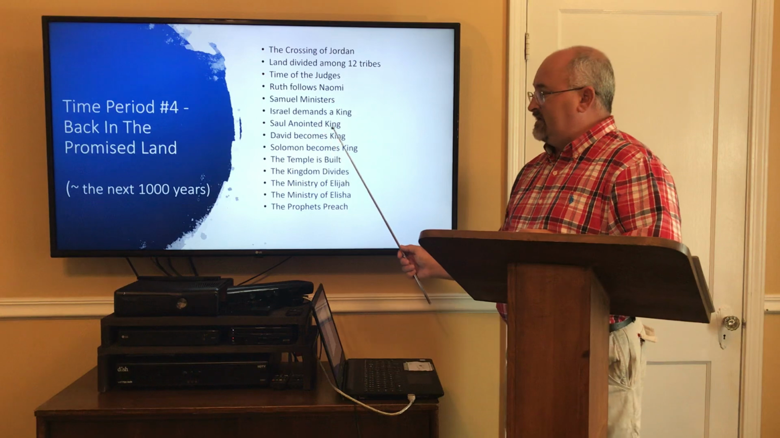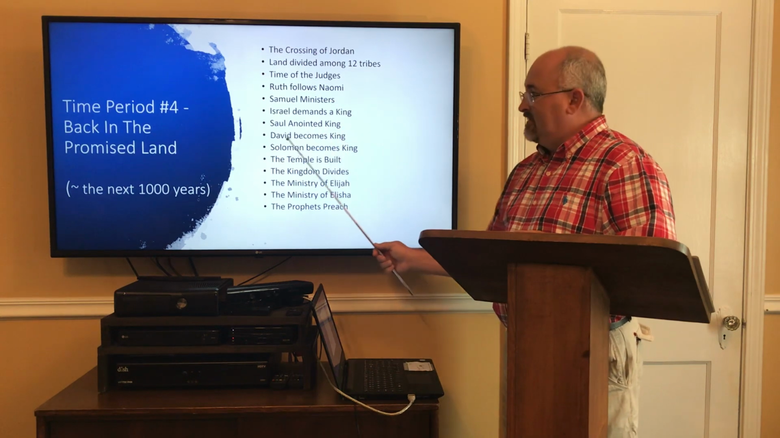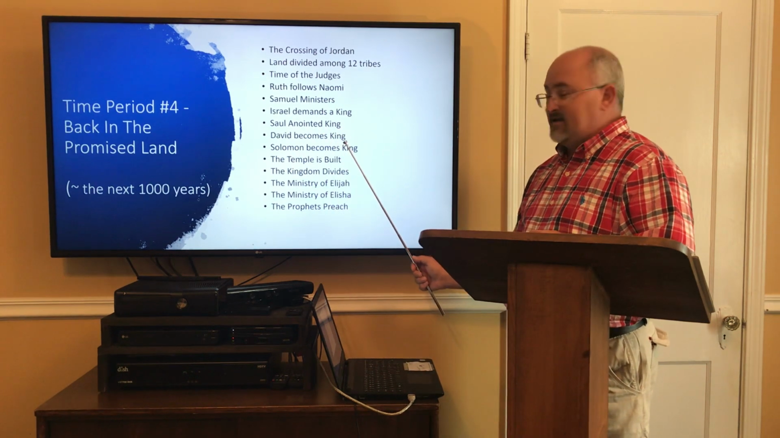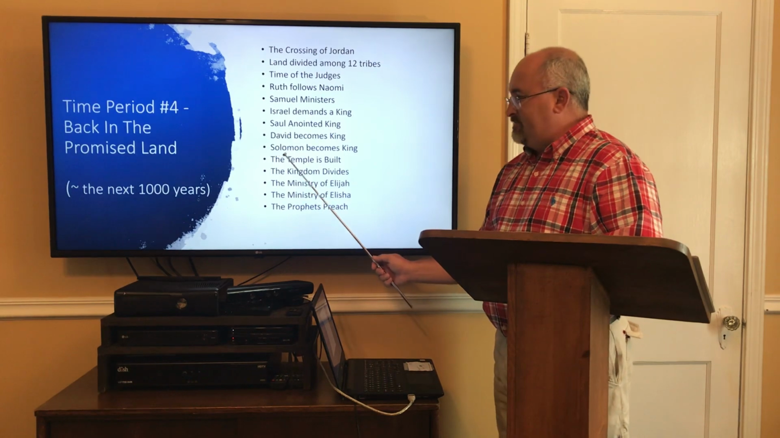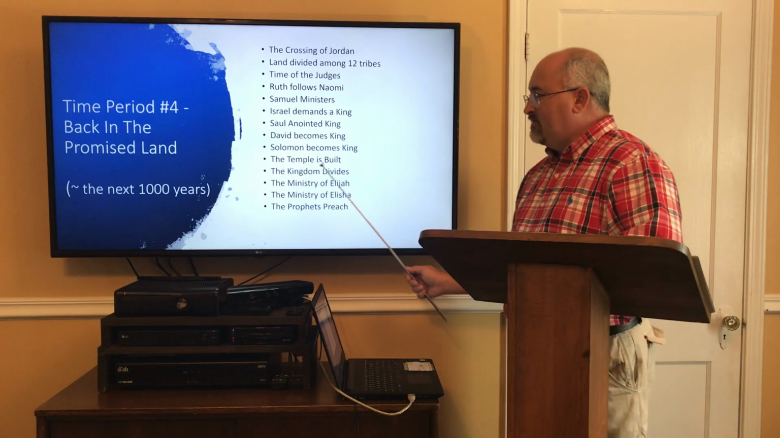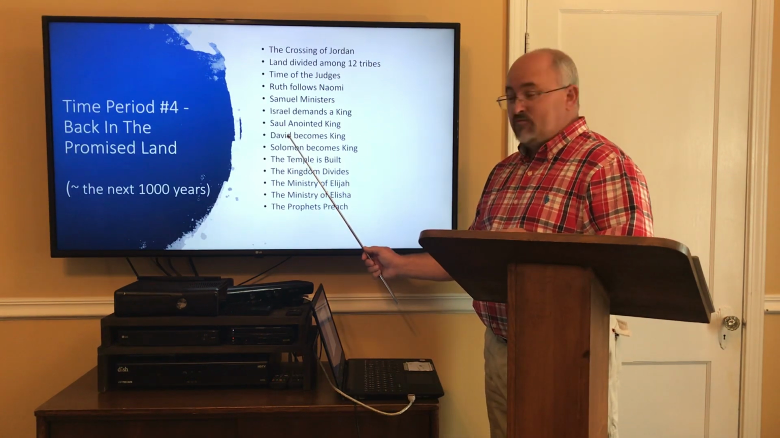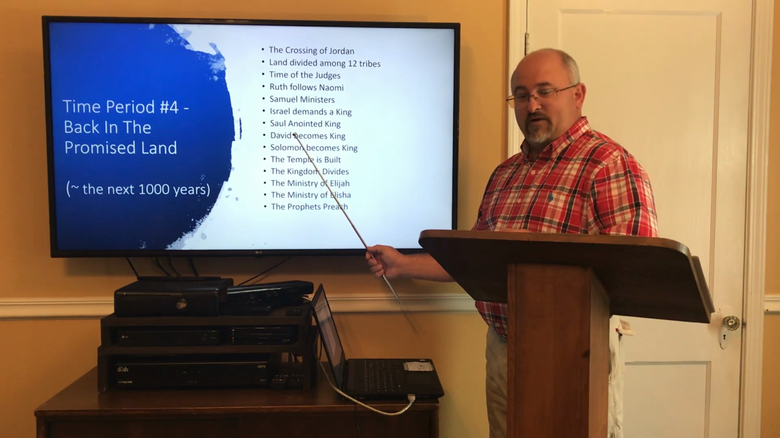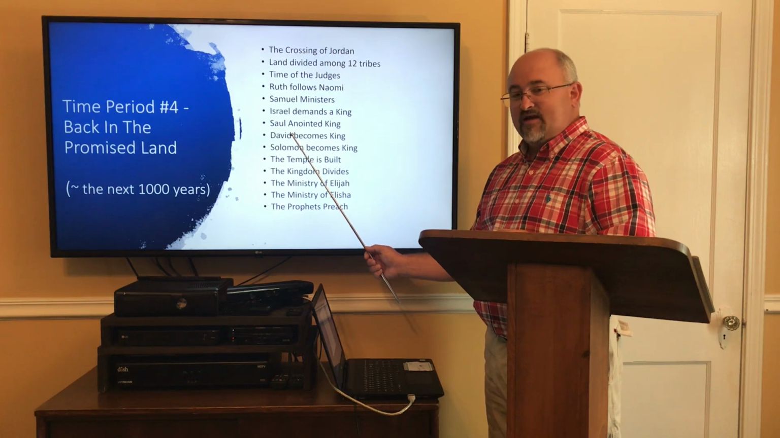Saul gets anointed as the first king. David becomes the second king. Solomon becomes the third king. The temple is built. Remember, David wanted to build a temple for God. That's how we get the Davidic covenant.